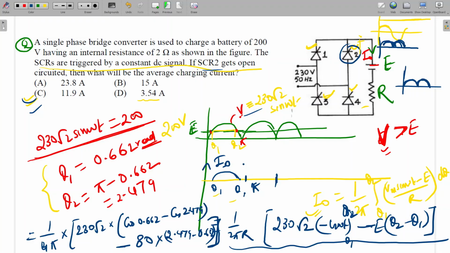We are getting 11.9, sir. We are not getting this answer. You have taken 80. Okay, E is 200. What is the 80? I think by mistake, 80 is not there anywhere. This is from the previous problem, sir. Minus 200. How much are we getting?